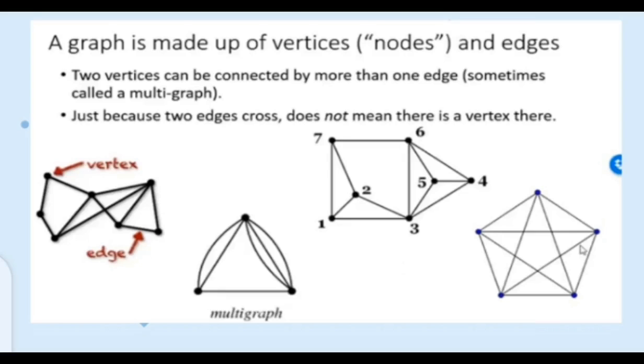A graph is made up of vertices and edges. Vertices are sometimes called nodes, and they're indicated with a black dot or circle. Two vertices can be connected by more than one edge, sometimes called a multigraph. For example, in this graph, these two vertices are connected by two edges, and these two vertices are connected by three edges. Just because two edges cross does not mean there is a vertex there. Like in this graph right here, these edges cross each other, but there is no vertex there.